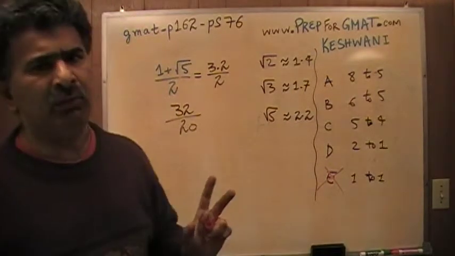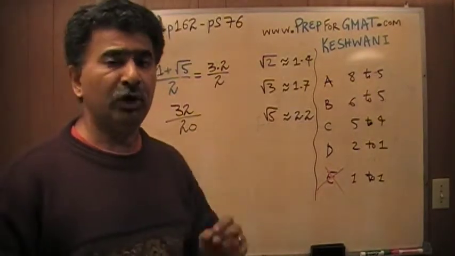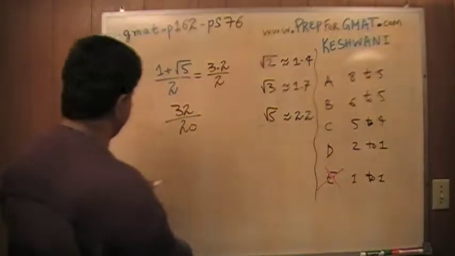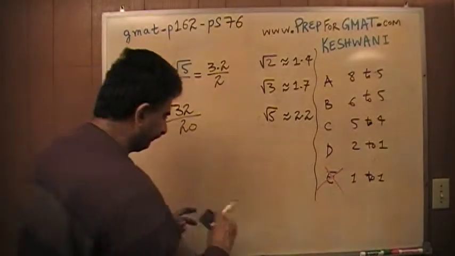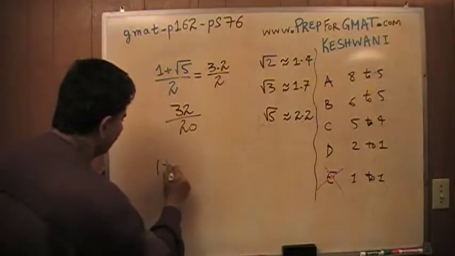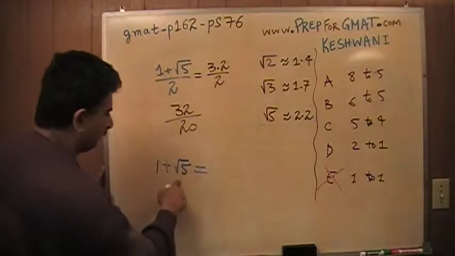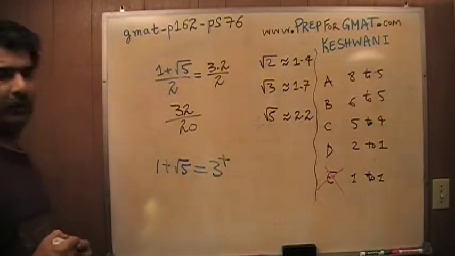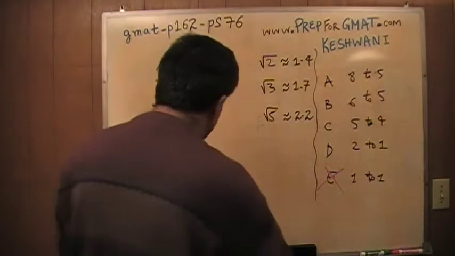And even if you did not know that, let's pretend that you don't know what root 5 is. You should still be able to tell me this part. Watch here, I'm going to redo it. You still should be able to tell me that 1 plus root 5, whatever root 5 is, 1 plus this quantity has to be more than 3. How do I know that it has to be more than 3?